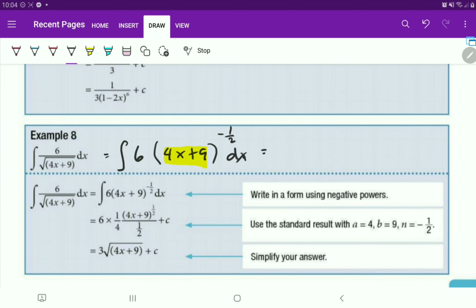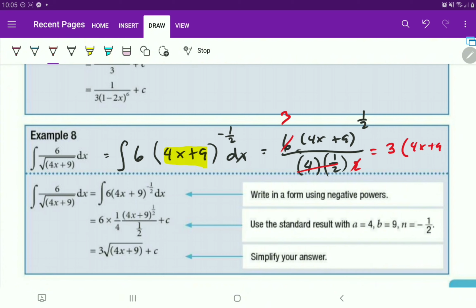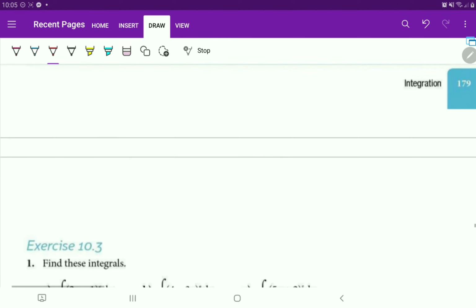Okay, so now you have there, copy the 4x plus 9. Negative 1/2 plus 1 is 1/2. You divide this by 1/2. And then the a there is 4. And then you have there 6. Okay, and then now you're going to have 4 times 1/2 is 2. You cancel this one, is 3. So the answer is 3 times 4x plus 9 to the 1/2 plus c, which is equal also to this. Let's proceed to the next example.